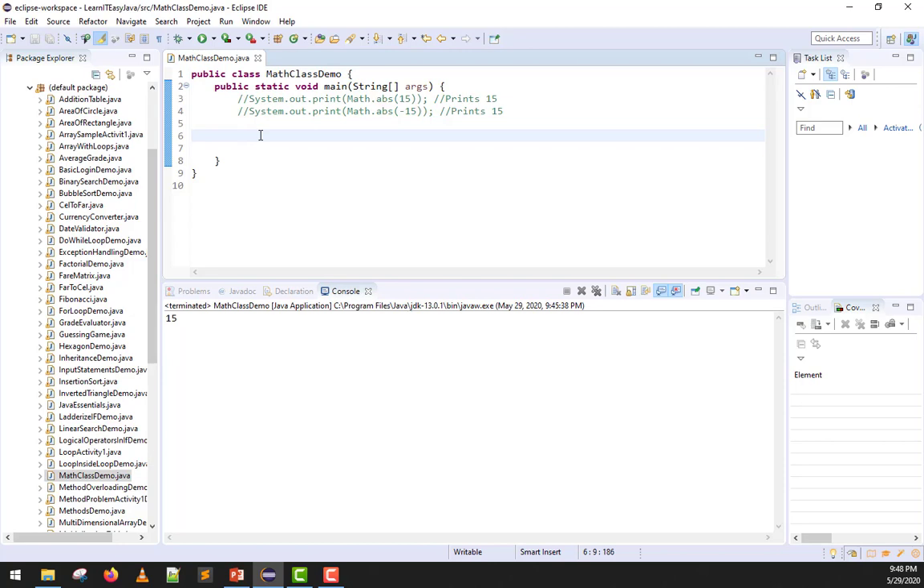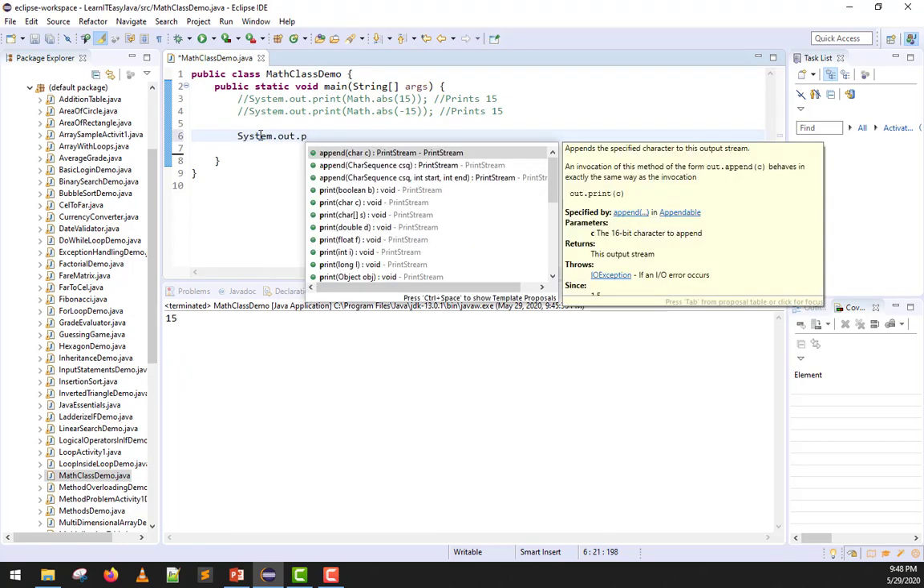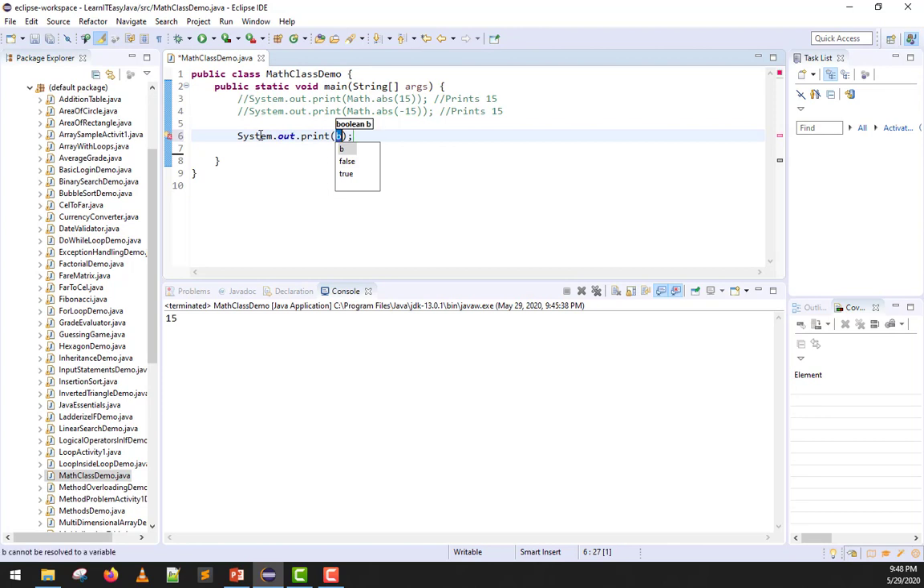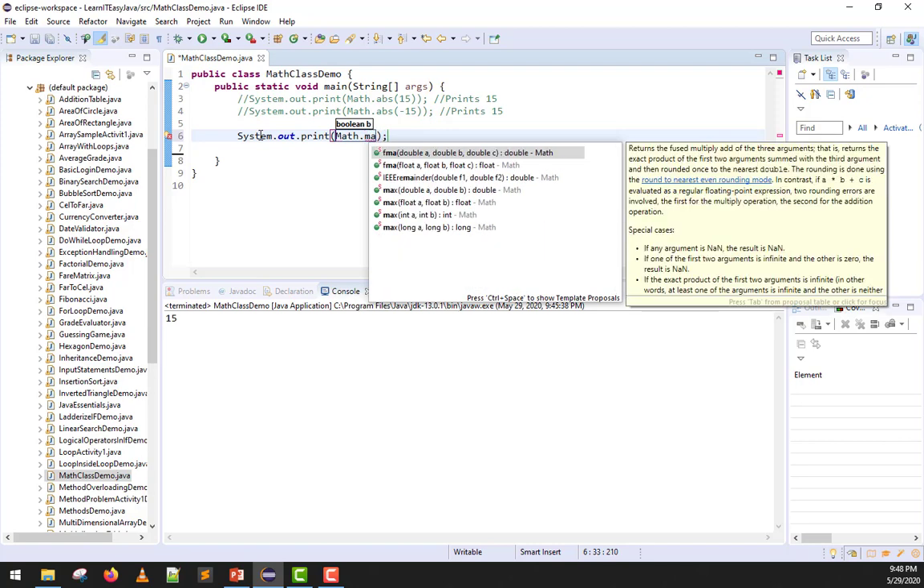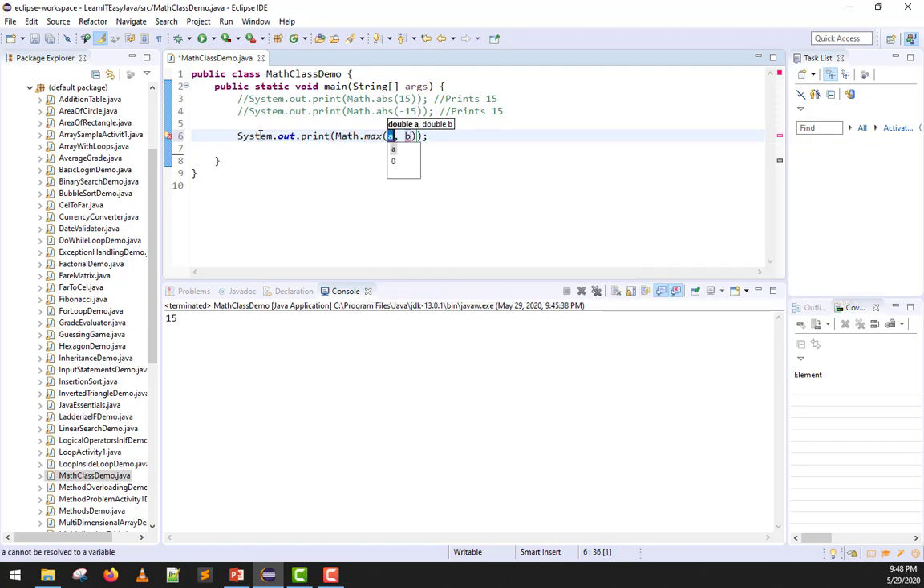So, we are going to show it. In here, we will put system.out.print para lang mapakita natin. And then, we will use math.max. Inside the math.max, we have to put two numbers. So, ano yung mga number na pwede natin ilagay? For example, I have 7 and then 4. So, we all know that 7 is the higher number.